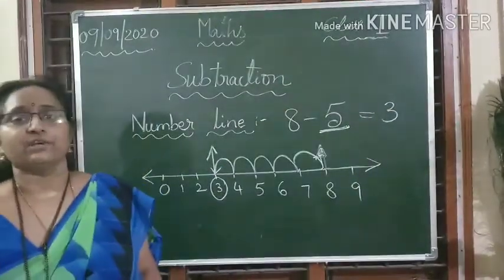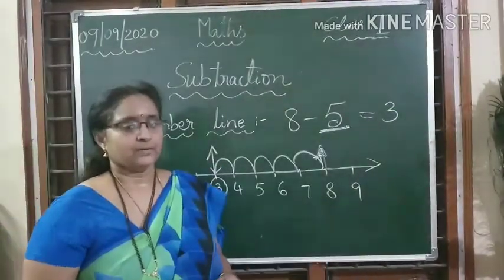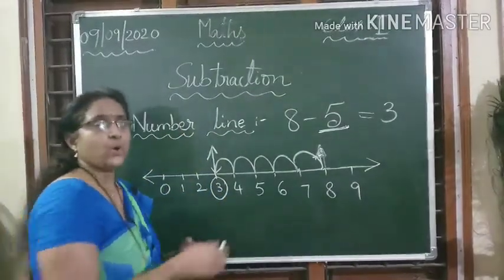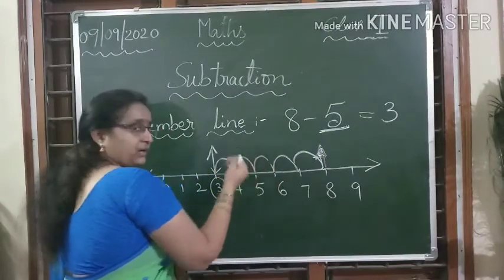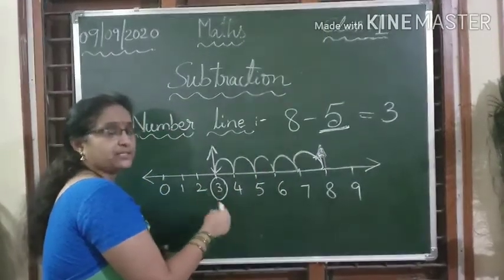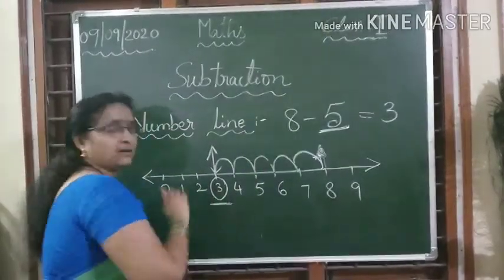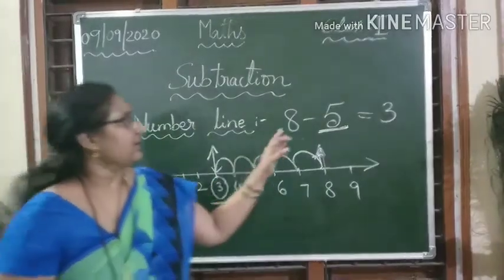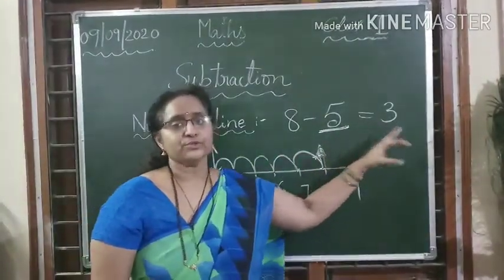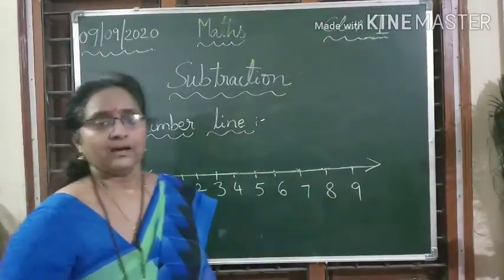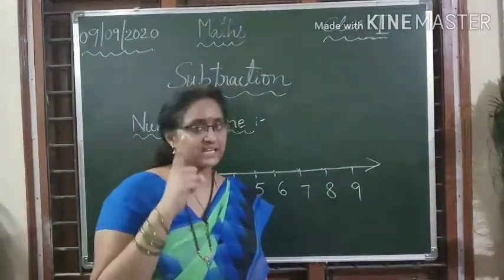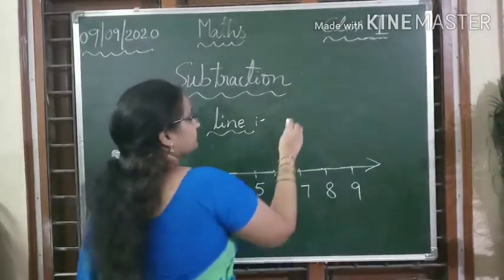8 minus 5 equals to 3. That means we are moving from 8, 5 steps backward to get the answer. What is the answer here? Answer is 3. 8 minus 5 equals to 3. Let us see one more example.